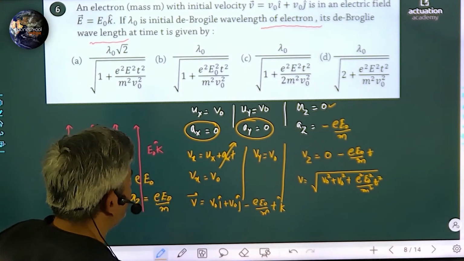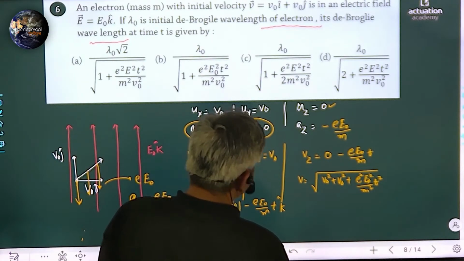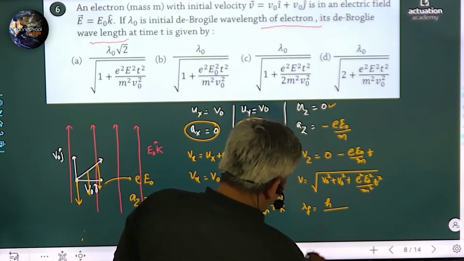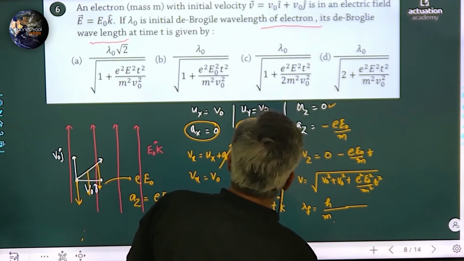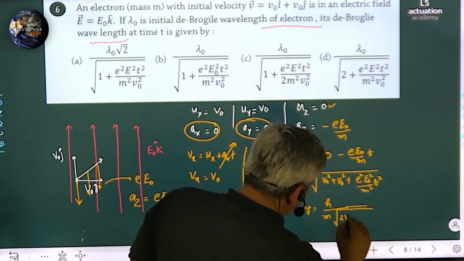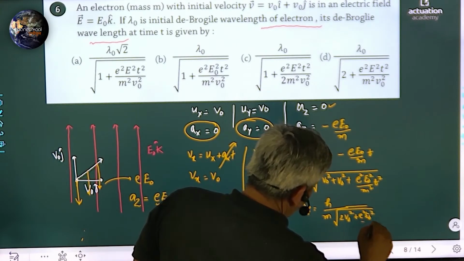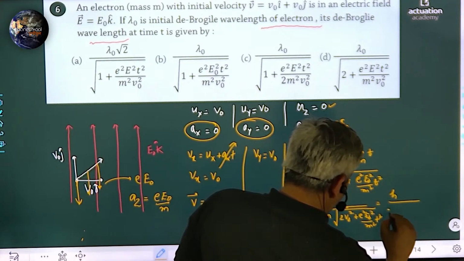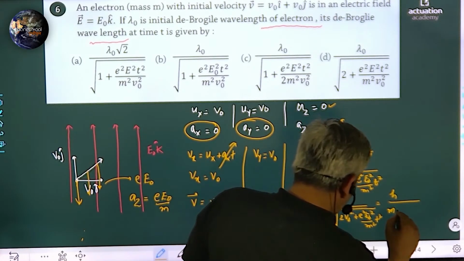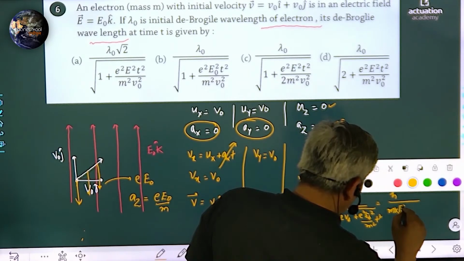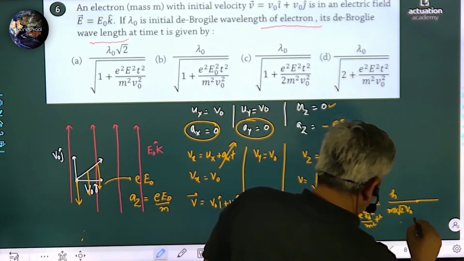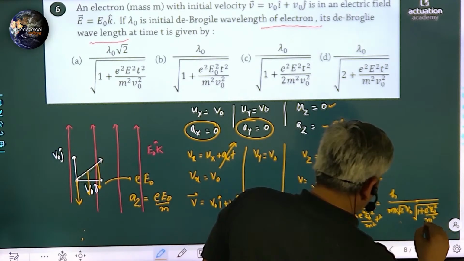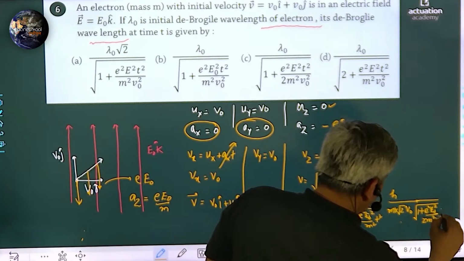Now the final wavelength can be written as lambda final is equal to h over m into under the root 2 V naught square plus E square E naught square by m square t square, which can be written as h over m, and this will become root 2 V naught, and this will become 1 plus E square E naught square divided by 2 times of m square V naught square t square.